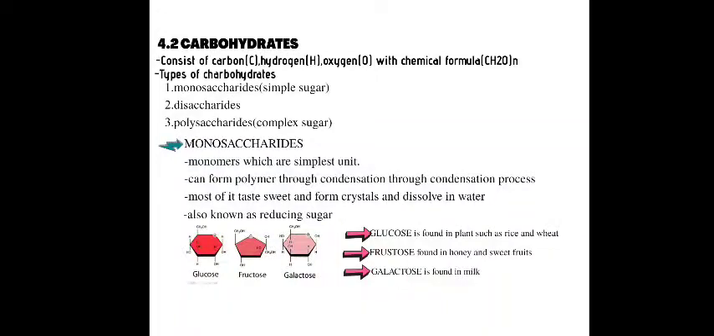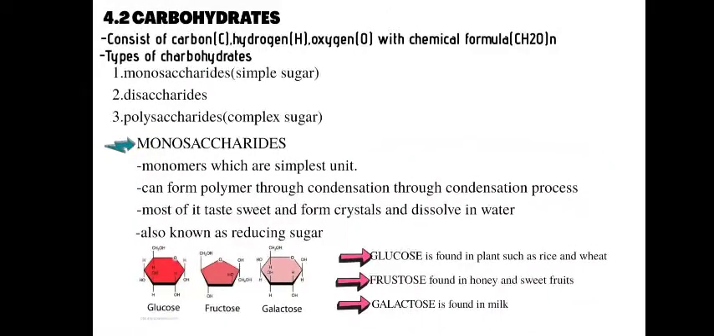Next, I will talk about carbohydrate. Carbohydrate consists of the elements carbon, hydrogen, and oxygen, with the chemical formula of CH2O. There are three types of carbohydrate: monosaccharide, that is a simple sugar, disaccharides, and then polysaccharides, which is a complex sugar.